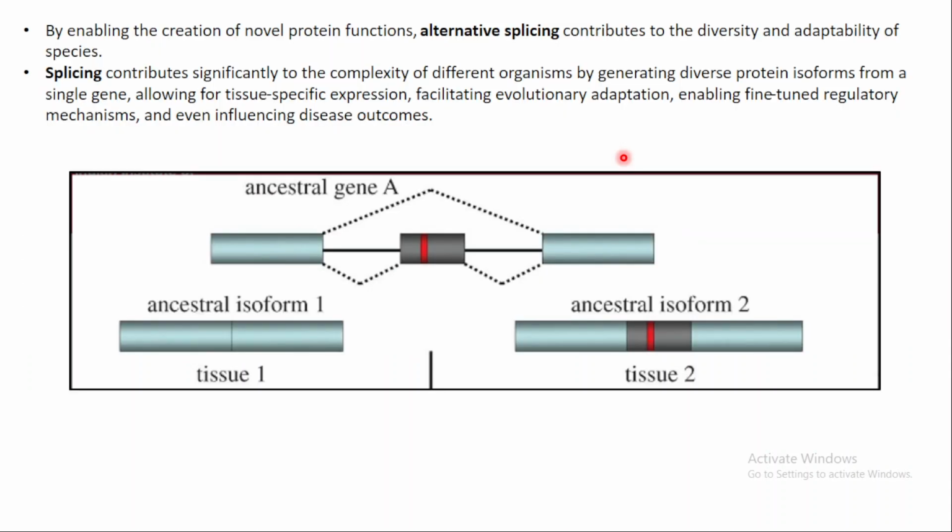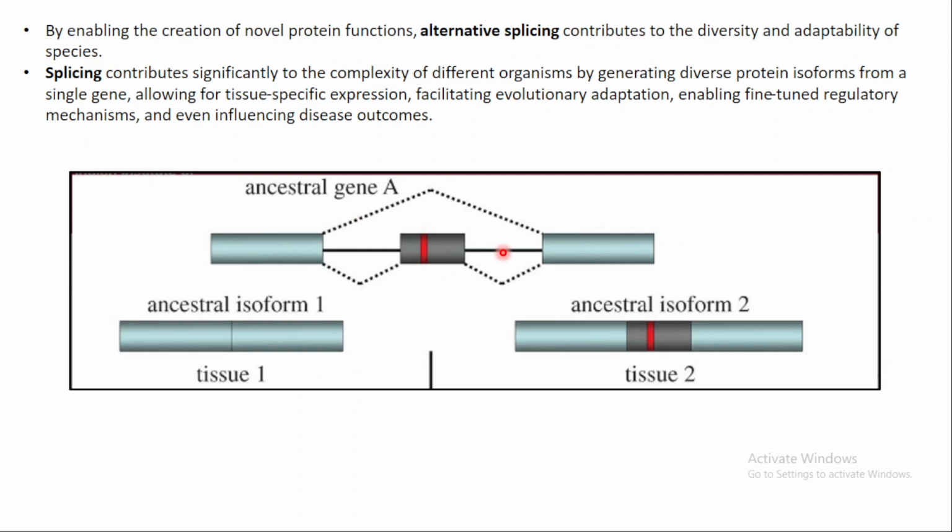So let's learn a little bit about alternative splicing and how it induces complexity between organisms. Here you see an example where an ancestral gene A has three exons. You can see the two gray regions and a black red region are exons joined by introns. Exons are the coding sequences and introns are non-coding sequences. This is the ancestral gene A.